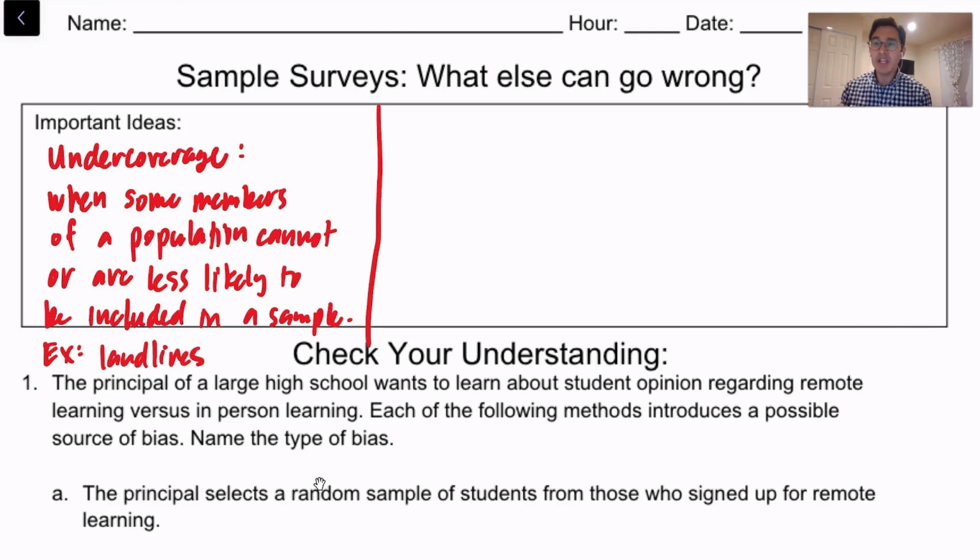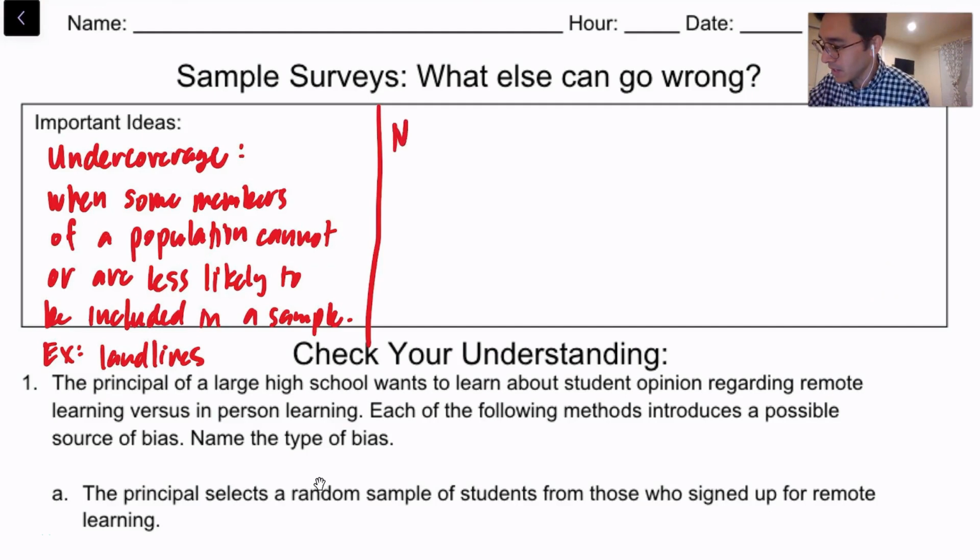The second issue we saw in those scenarios was non-response. Non-response is when an individual is chosen, is part of a sample, but they decide not to respond, or maybe they just can't be reached. Maybe it's a mail survey and they never mail it back. Maybe the survey got lost in the mail. Maybe it's a telephone survey and the person picks up the phone, realizes it's a survey, and then just hangs up. They don't want to participate. So that's non-response.